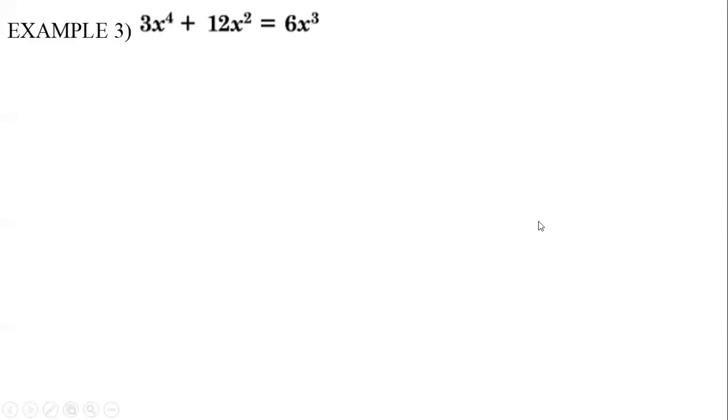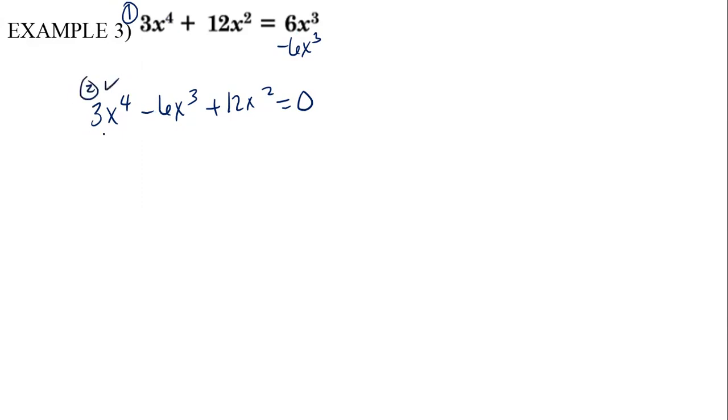All right, so on this example, we're going to do pretty much the same steps. So step 1 is to make sure one side equals 0. So we're going to subtract 6x cubed. And when we subtract, we're left with 3x to the 4 minus 6x cubed plus 12x squared equals 0. Notice I went ahead and wrote it in standard form, which is decreasing power order. And then step 2, make sure like terms are combined. Step 3 is to use our factoring skills.